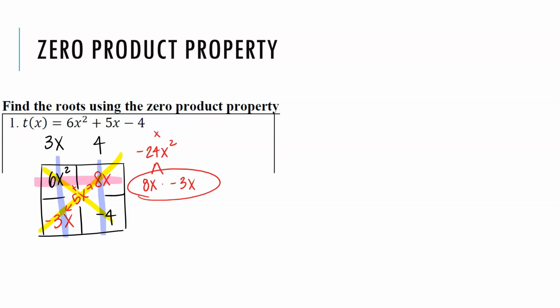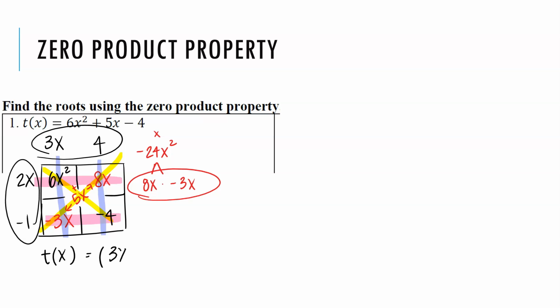From my first row, the GCF is equal to 2x. And from the second row, the GCF is equal to negative 1. Make sure that everything multiplies back in to the box. 2x times 3x is 6x squared. Negative 1 times 3 is negative 3x. Negative 1 times 4 is negative 4. And 2x times 4 is equal to 8x. So these are the two factors of the function t of x. T of x equals 3x plus 4 times 2x minus 1.